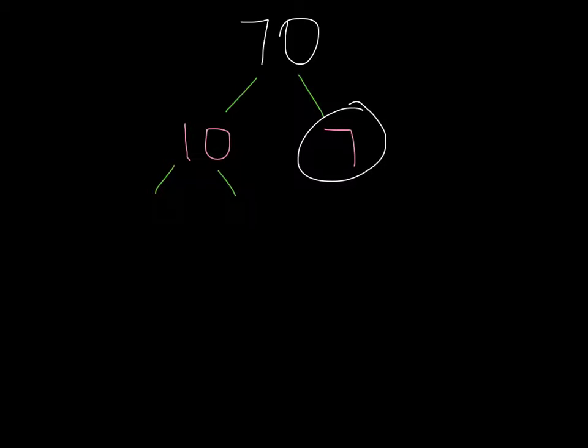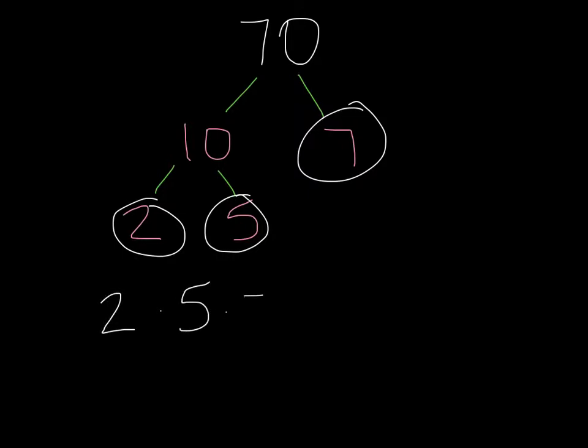Now, 10. I know 10 is divisible by 2 because 0 is an even number. 10 divided by 2 is 5. And I know from before, because we've been working with this now for a little bit, 2 and 5 are also prime numbers. So I'm done. So my answer is 2 times 5 times 7.